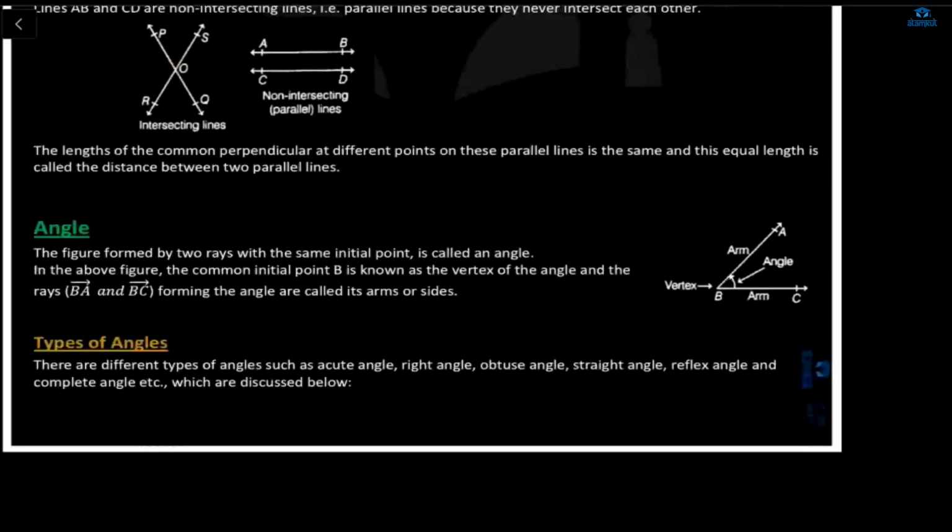Now, what I told you in Euclid: if you draw a perpendicular between the two lines, the length will be the same throughout. So that is the distance between the two parallel lines.